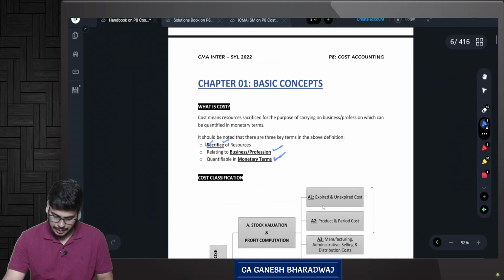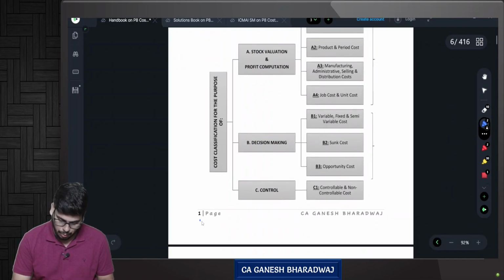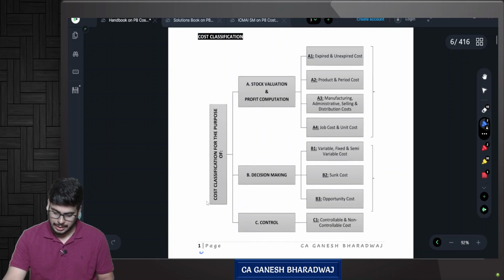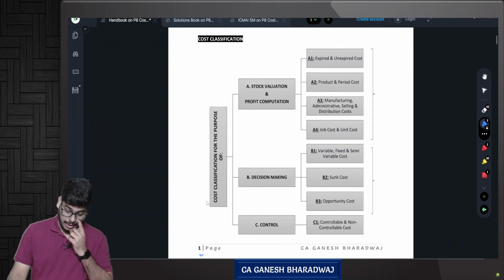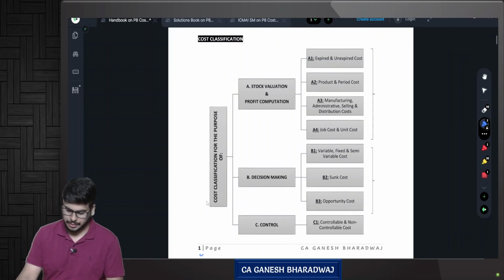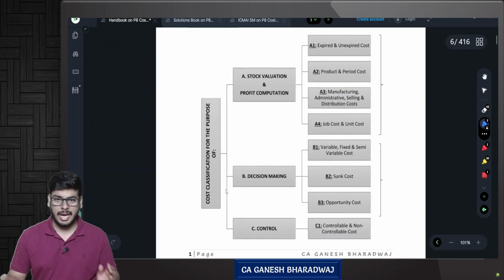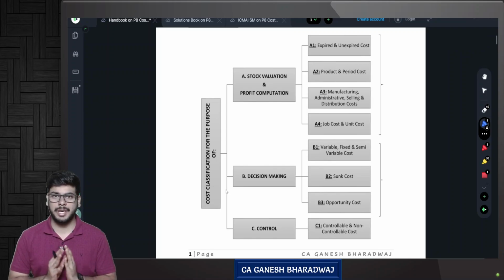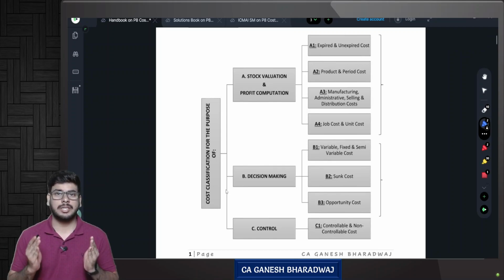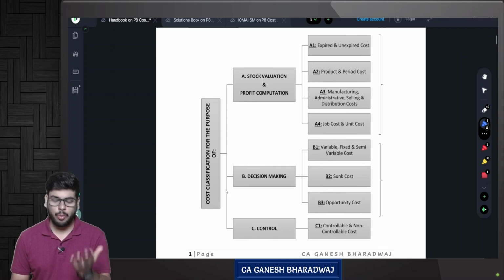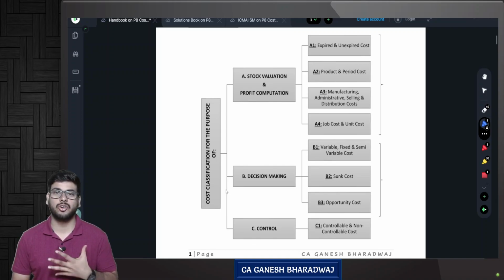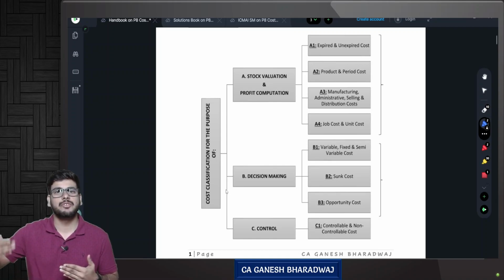In page number 1, you have this cost classification that I have given you. I am just reading it out for you. Don't worry. Every single component will be explained in detail, because I strongly believe that the more time you spend on the basics and concepts, the less time you will spend in future.